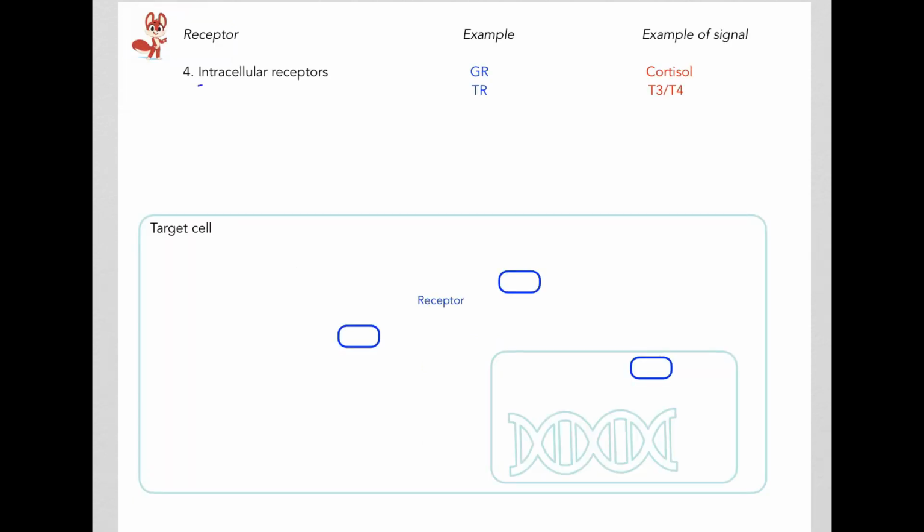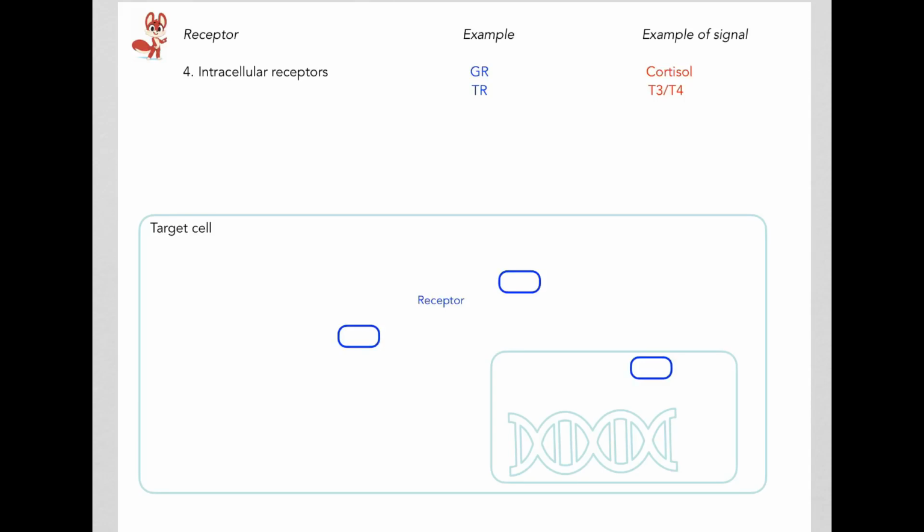As the name suggests, intracellular receptors are found inside the cell, mostly either in the cytoplasm or the nucleus, compared to the previous receptors we talked about, which were found on the plasma membrane. So unlike the previous receptors, these receptors are intracellular.